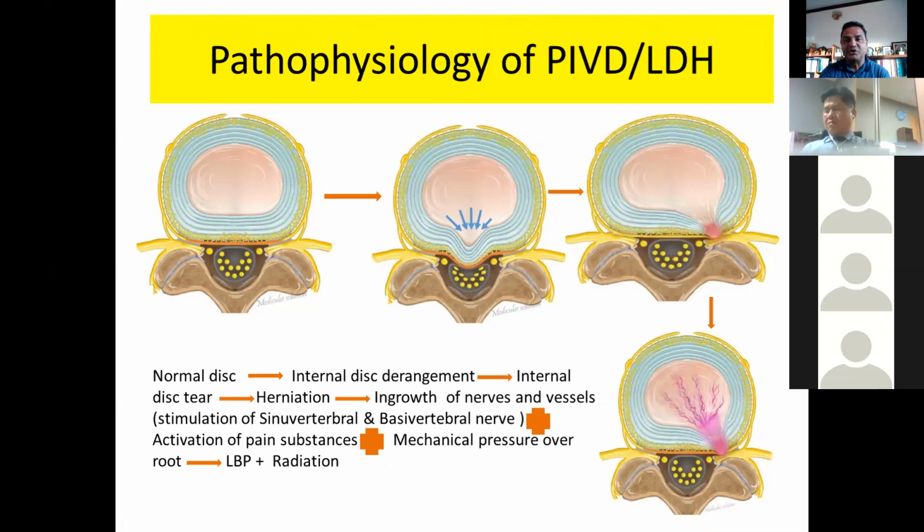And what about the pathophysiology of prolapsed disc or lumbar disc herniation? The same first insult: there is an internal disc derangement and an internal disc tear. Then there will be a herniation. And there will be an ingrowth of nerves and vessels, as in discogenic back pain, by the stimulation of the sinovertebral nerve and basivertebral nerve, plus activation of the pain substances, and on top of that there will be mechanical pressure over the root. So there will be back pain, low back pain, and radiating type of pain.